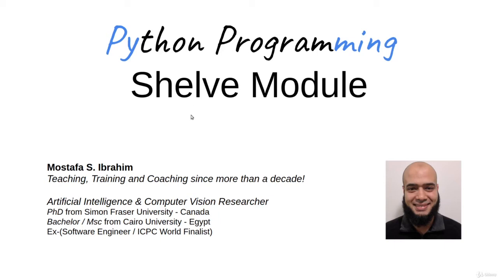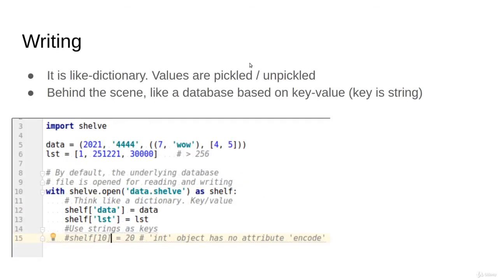Another nice module that is also good mainly for personal usage is the Shelve module. The Shelve module is more like a dictionary, and its values are mainly pickled. That's why it still shares a lot of the disadvantages of pickle. Behind the scenes, it acts more like a database based on key-value pairs, but the key must typically be a string.